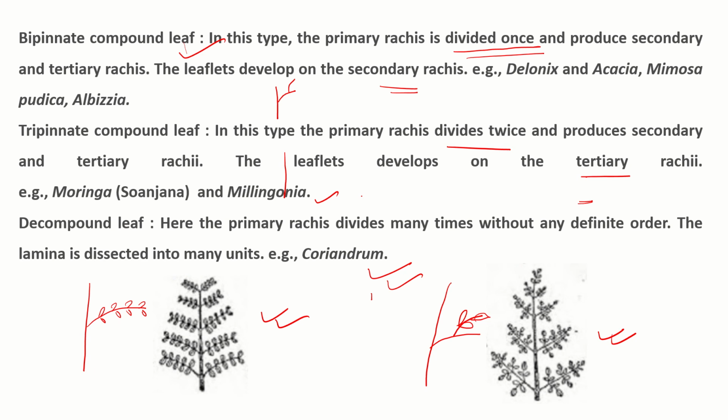Next we are coming to decompound leaf. Here the primary rachis divides many times without any definite order. So you find an indefinite order of division of the primary rachis in decompound leaf. The lamina is dissected into many units. You must have seen dhania leaves or coriander leaves. This is found in coriandrum.